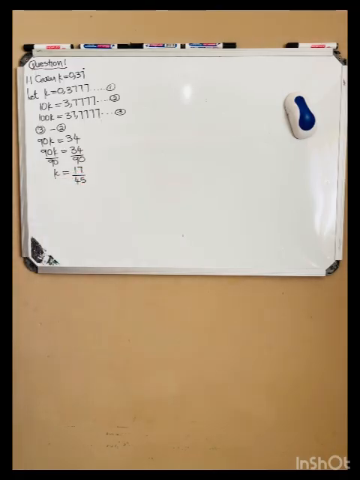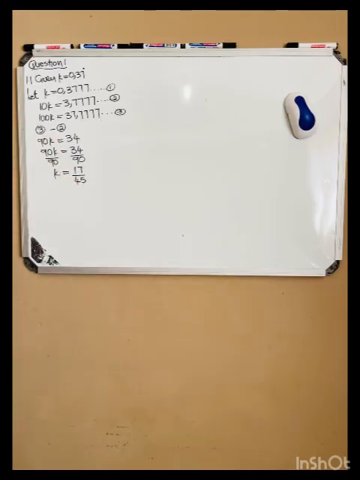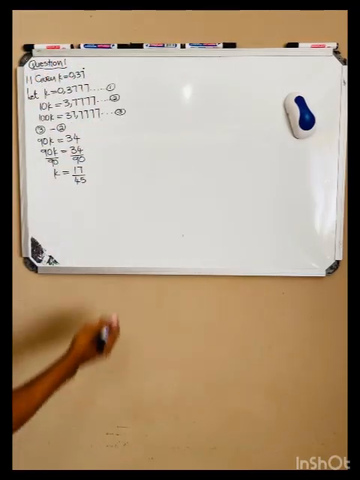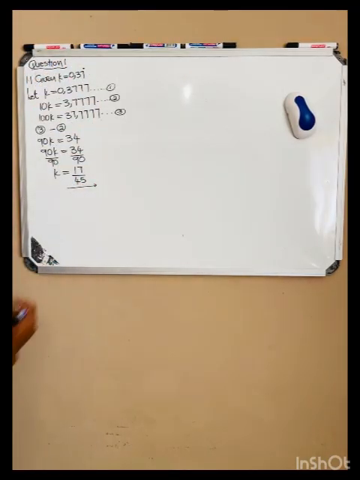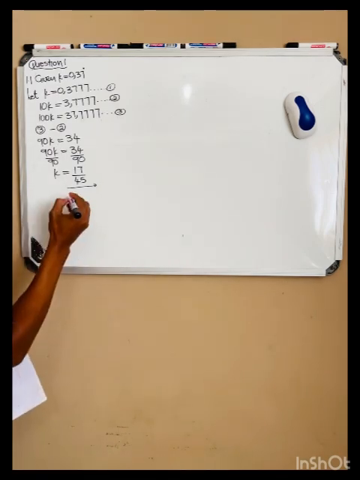Then if you press 17 over 45 and then press SD on your calculator, you must get 0.3777. Then now, k is a rational number, because 17 over 45 is a rational number. I hope it's clear.